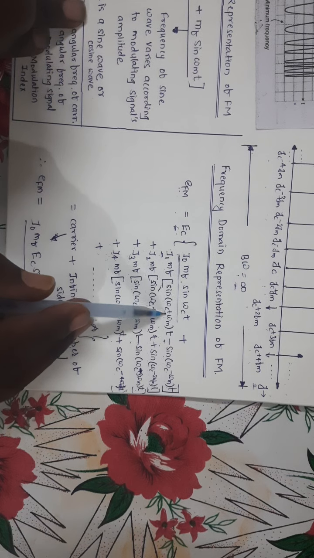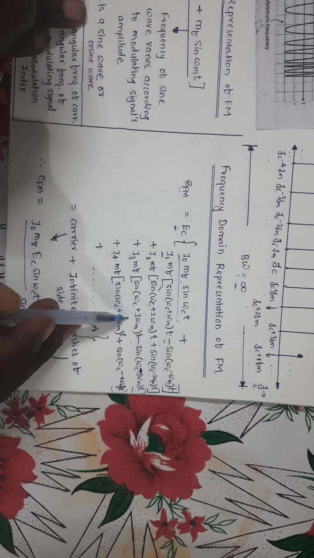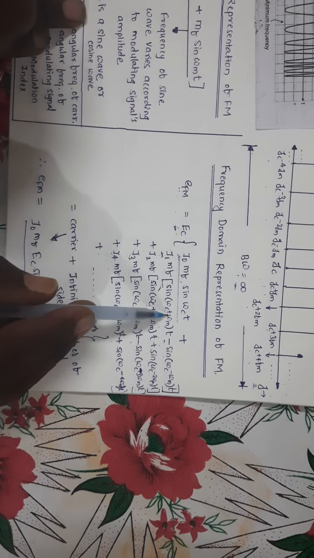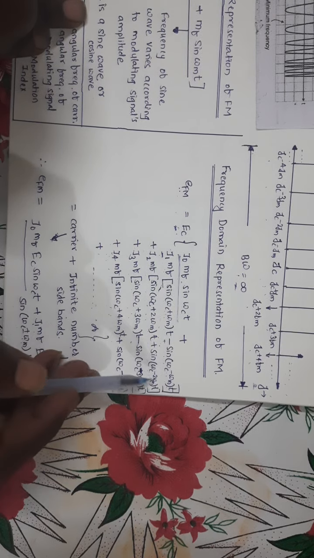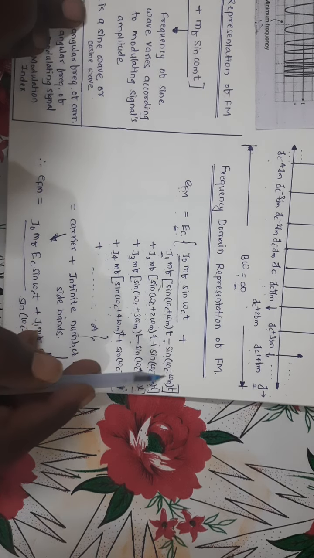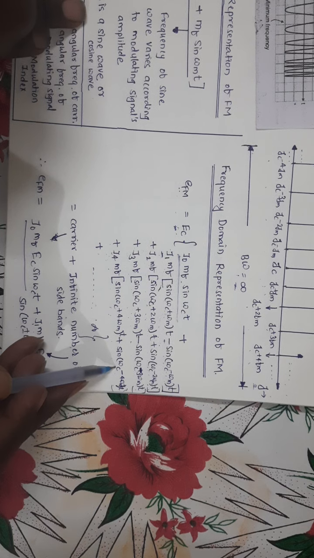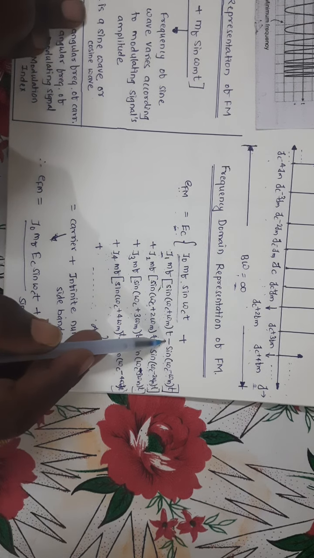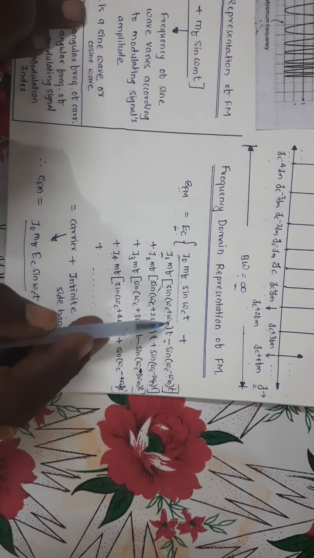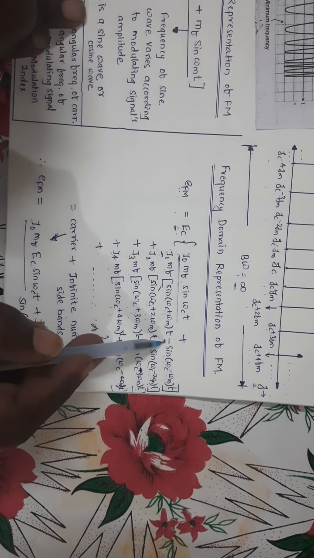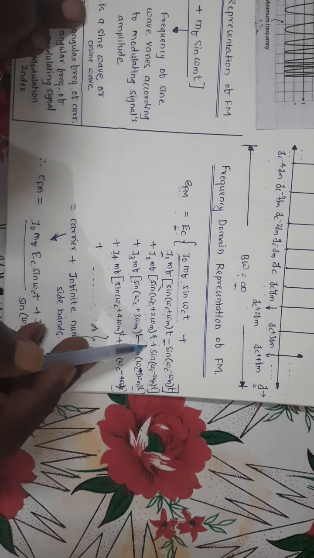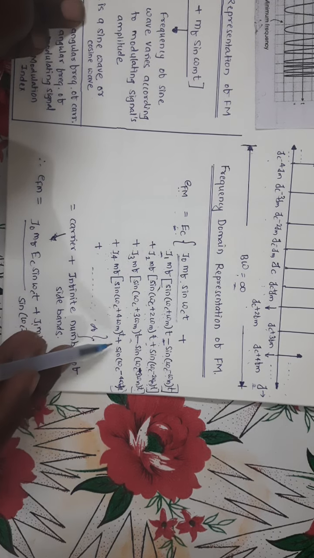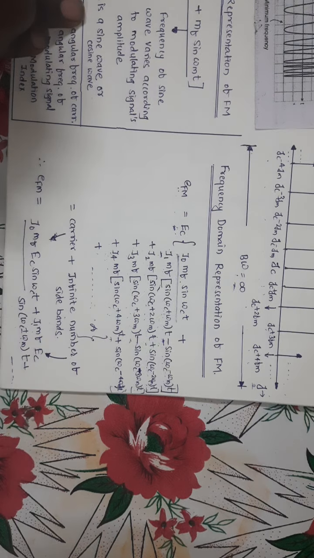Only omega M, 2 omega M, 3 omega M, 4 omega M, it is changing. Similarly, omega C minus omega M, omega C minus 2 omega M. So, if we are writing plus here, then minus on this side. Now, if we observe, for these two terms, this sign gets altered. So, if you are writing minus here, then it is plus. Then once again minus, once again plus, and so on.